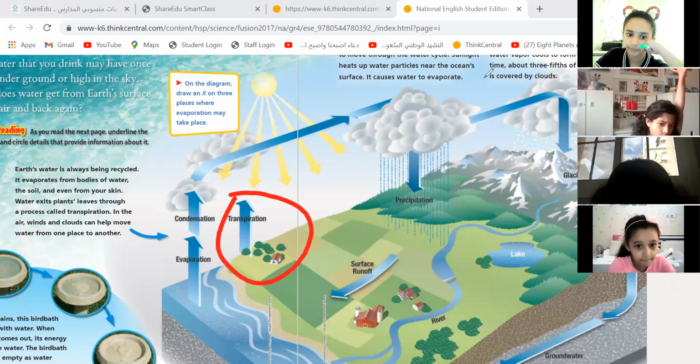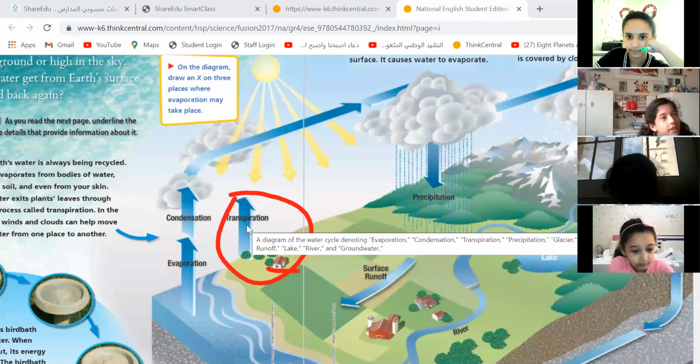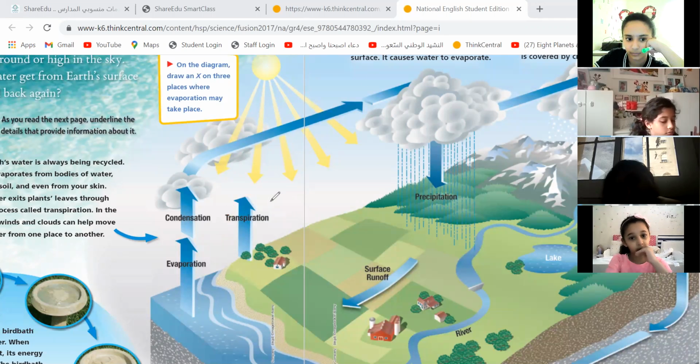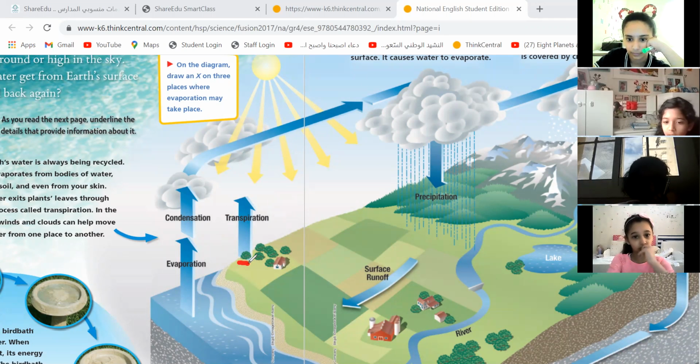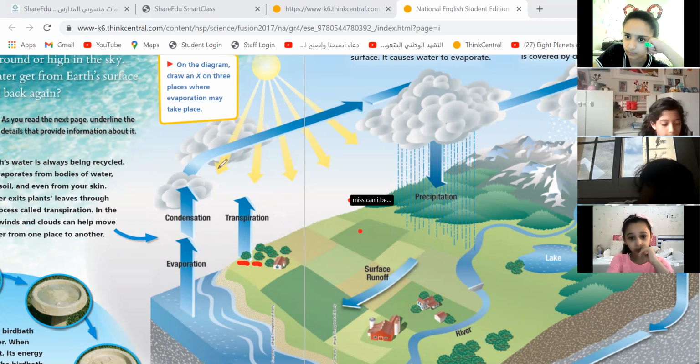Look here. Transpiration. Where do you think it comes from? I think transpiration comes from the sun. Yes, when the sun heats up what? When the sun heats up plants. Excellent, plants. They give up what? They give up water into the sky, and it will evaporate with the water from the lake or the ocean, and then it will condense. So transpiration is equal to evaporation.